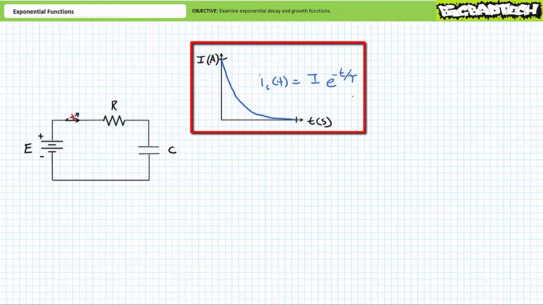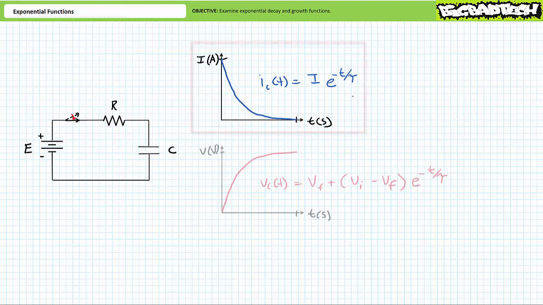Quite obviously, current as a function of time can be modeled using the general purpose decay function. The instant the switch is thrown, current is some constant value and it rapidly decays to 0 over 5 time constants, where the initial current and the time constant are determined by the electrical properties of this circuit.